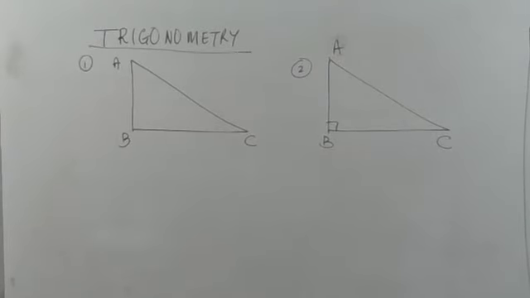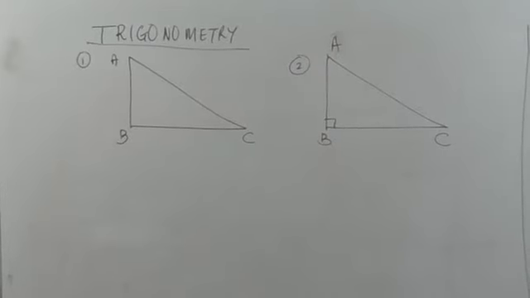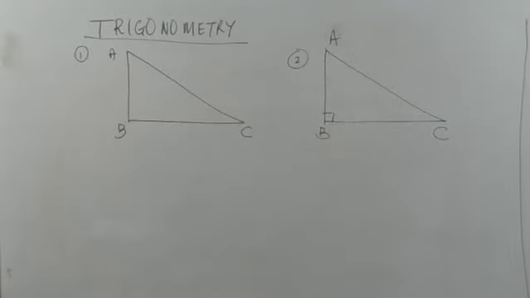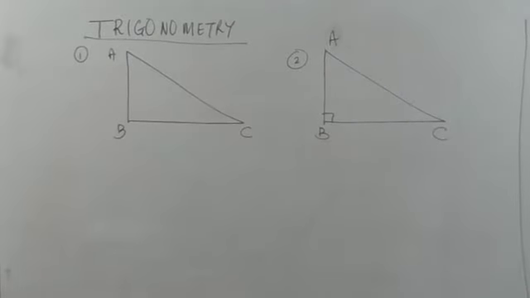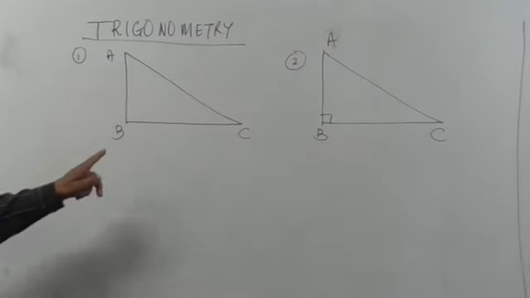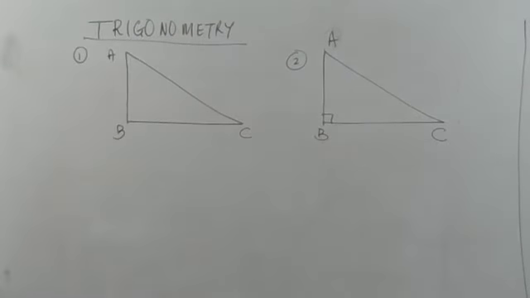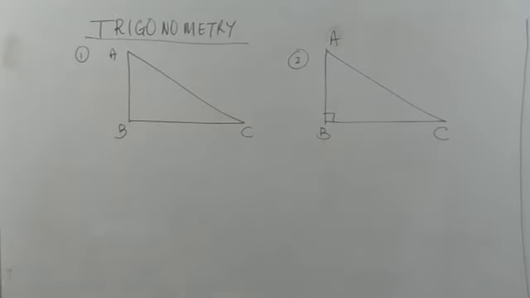Welcome. Now in this session we're going to teach you two new words, opposite and adjacent. For you to learn these two new words, you've got to firstly remember we're dealing with right angle triangles. So the question we're going to ask you is: is this a right angle triangle when you look at it?